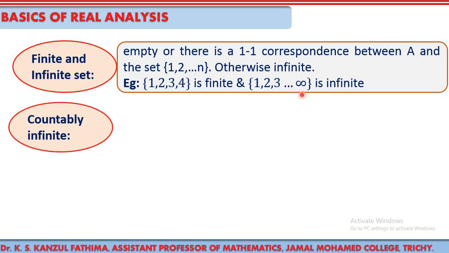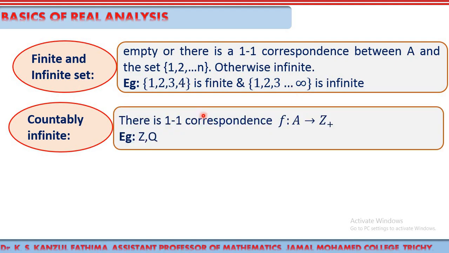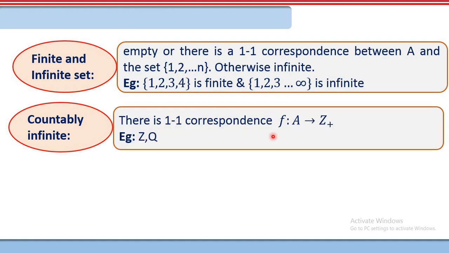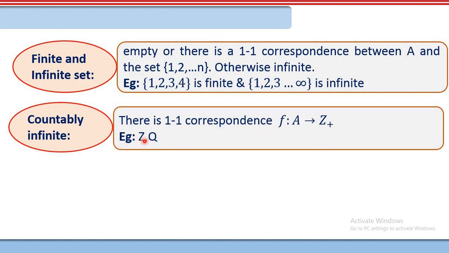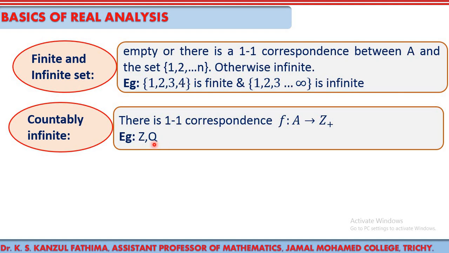Next one is countably infinite. Countably infinite means there is a one-to-one correspondence between the set and the positive integers. Example, the set of all integers, the set of all rational numbers.